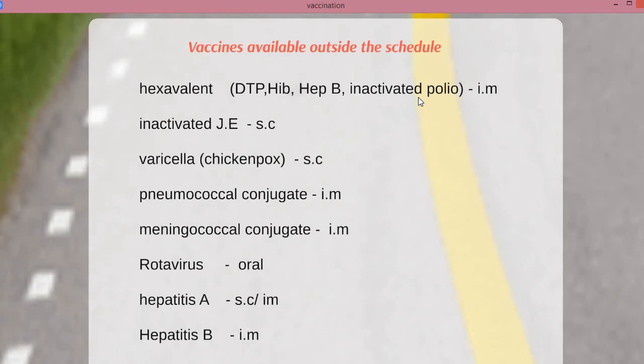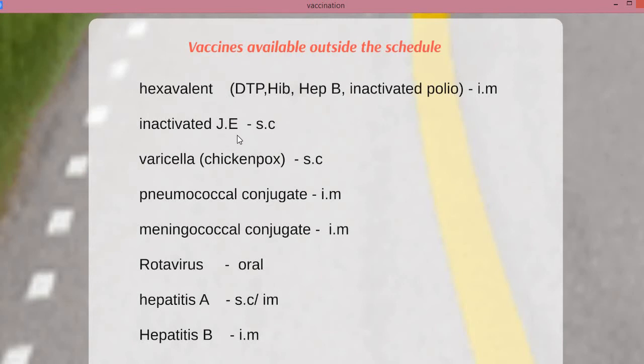But this is different from the fractionated inactivated polio, which covers only type 2. This inactivated polio vaccine, which is included in the hexavalent, covers all 3 types of polio: polio 1, 2, 3. Therefore, for a child who is getting the hexavalent vaccine, we do not have to give the oral polio vaccine.